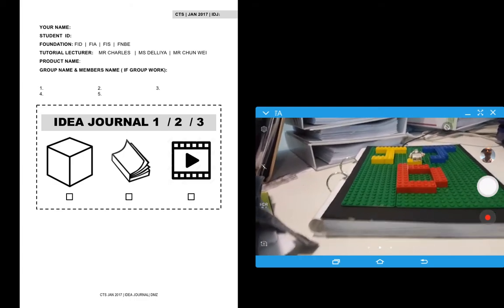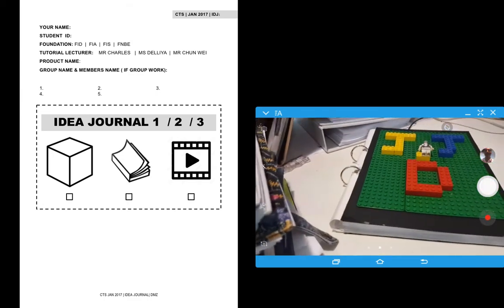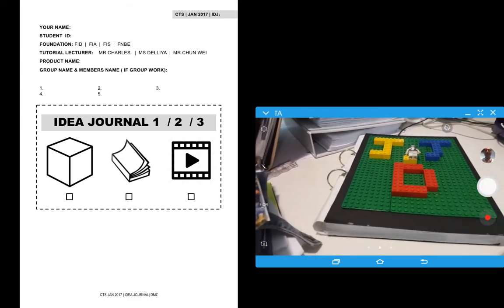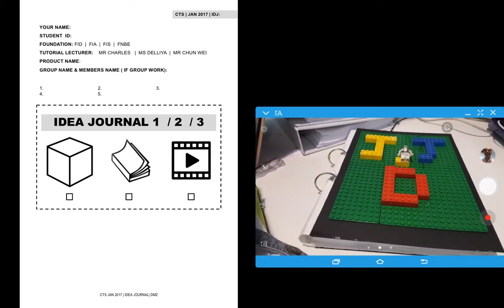So I hope so. Check your weekly syllabus and when your IDJs are supposed to be submitted, and you have to adhere to the deadline. So that's about it.